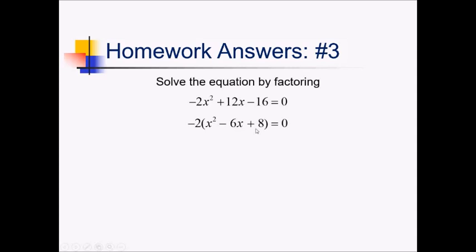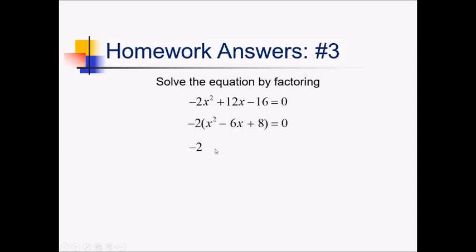So factoring this a little bit further, let me bring down that negative 2, and then I need factors of 8 that add up to negative 6. Well, that means they're both going to have to be negative since they multiply to a positive and add up to a negative. So what are my factors of 8? Well, we've got 1 and 8. That's not going to work. 2 and 4 is the only other possibility. And if I had negative 2 and negative 4, that would add up to negative 6.